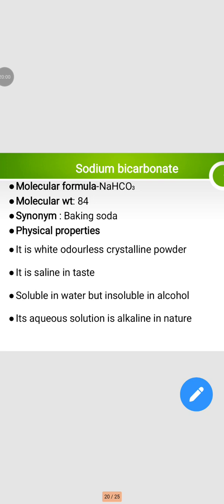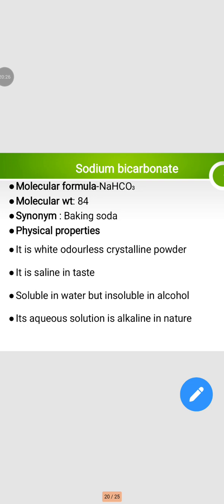Then first example is sodium bicarbonate. The molecular formula of sodium bicarbonate is NaHCO3. The molecular weight is 84 gram. The common name of sodium bicarbonate is baking soda. Physical properties: it is white or colorless crystalline powder.